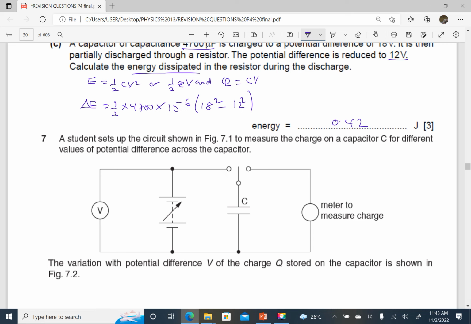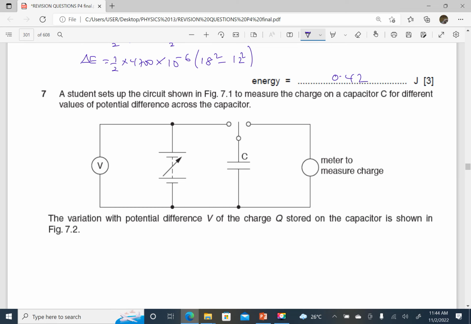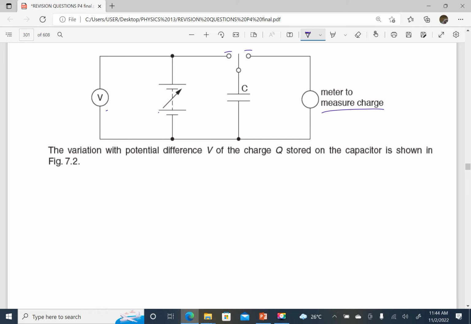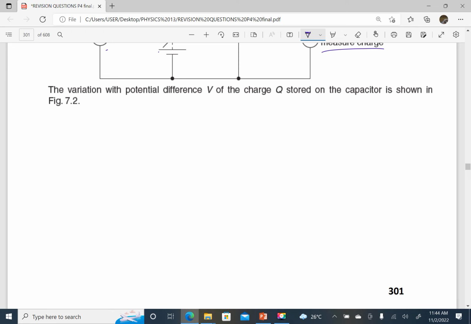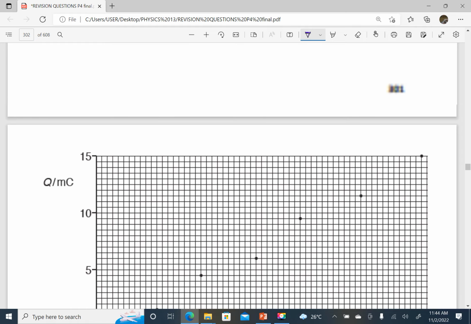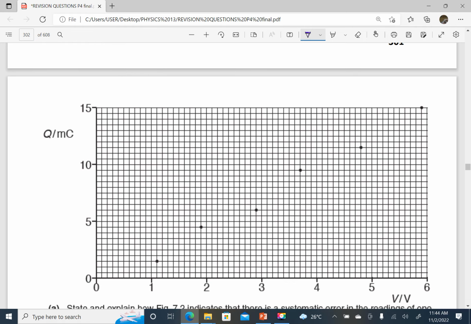A student sets up the circuit as shown in the figure to measure the charge on a capacitor C for different values of potential difference across the capacitor. So a student has set up such a circuit. We have a meter here to measure the charge on the capacitor. The switch can be turned this side or the other side. We have a variable power supply and a voltmeter. The variation with potential difference V of the charge Q stored on the capacitor is shown in the figure.